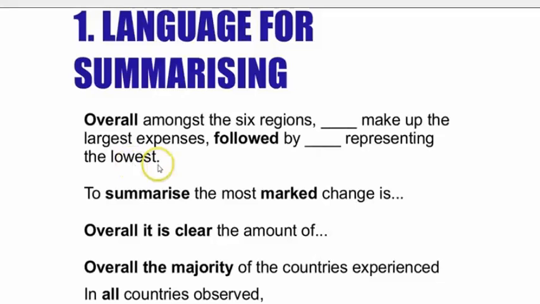And the final sentence you can use is, overall, amongst the 6 regions, 5 make up the largest expenses, followed by 3 representing the lowest. Or to be a bit more specific, overall, amongst the 6 regions, England and Wales make up the largest expenses, followed by Scotland representing the lowest. Okay, so another sentence there that you can basically copy and paste and drop into the essay, assuming it is in context.